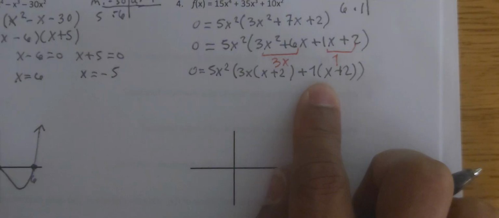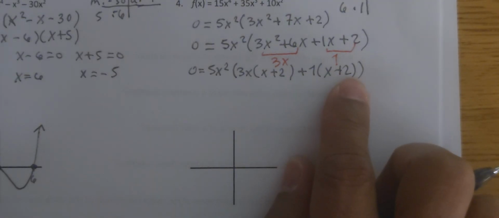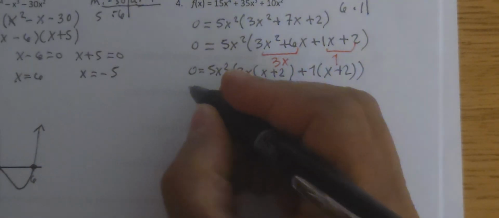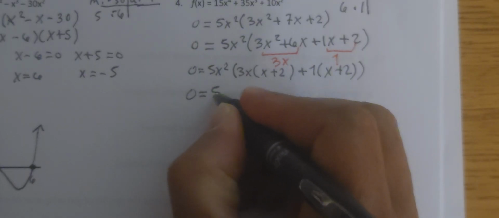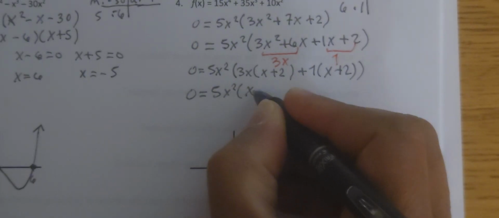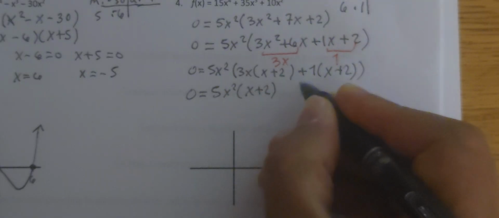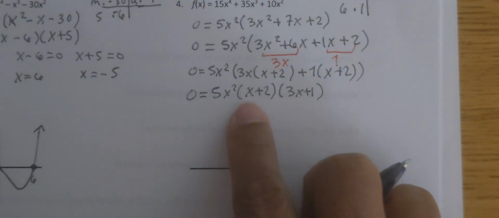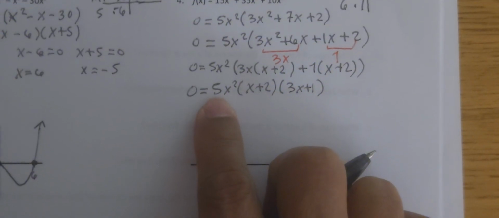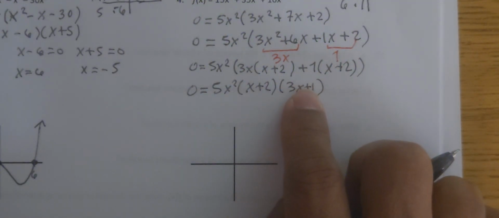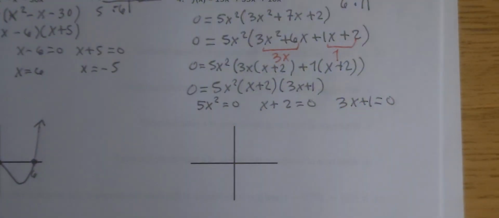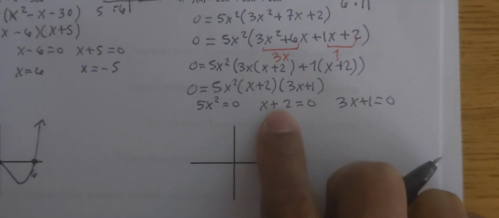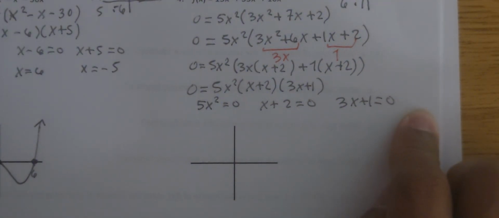We factor the GCFs. So since we have x plus 2 and x plus 2 in the two groups, we can factor out x plus 2. So 0 equals 5x squared times x plus 2, and then put together 3x plus 1 in another parentheses. So don't forget, these are linear factors and this is a quadratic factor. Now set each one of them equal to 0. So there we have 5x squared equals 0, x plus 2 equals 0, and 3x plus 1 equals 0. Then solve.